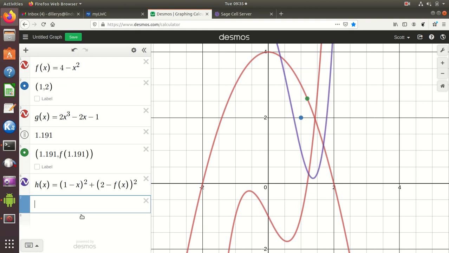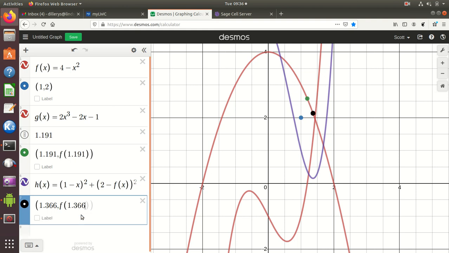Okay, so if I plot that, 1.366 comma f of 1.366, that looks like a much better answer. Okay, so that looks to be correct. It should be 1.366. Okay, so where did I go wrong? You all didn't yell at me when I was doing my derivatives. Let's go check. It appears that's not the right derivative.